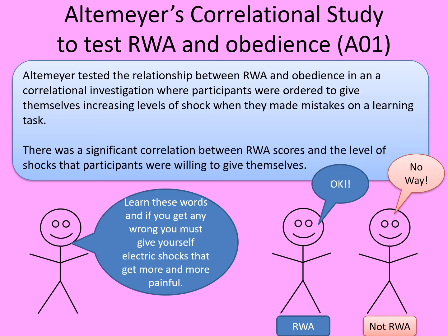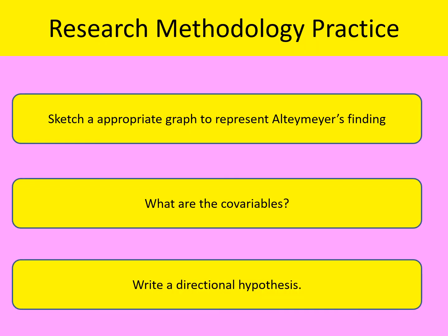So if the experimenter was telling you to do something, people who scored high on the F scale, who are right-wing authoritarian, they would do it. They would give themselves really painful electric shocks every time they didn't get an answer correct. But people who are not right-wing authoritarian, people with more left-wing views, they would actually question the authority figure and say no. So let's do some research methodology practice.